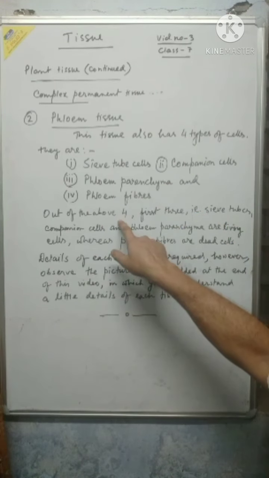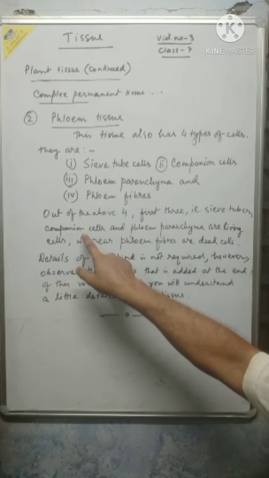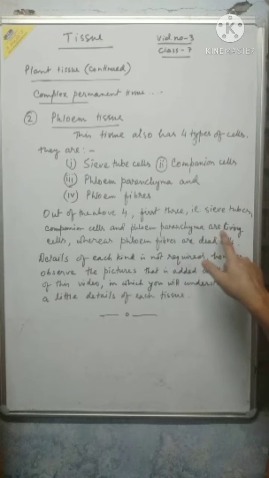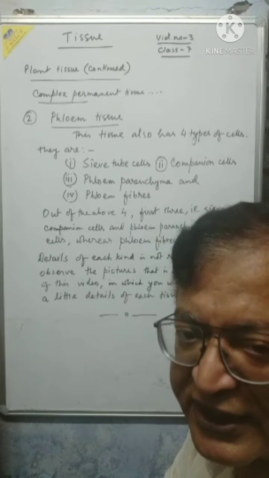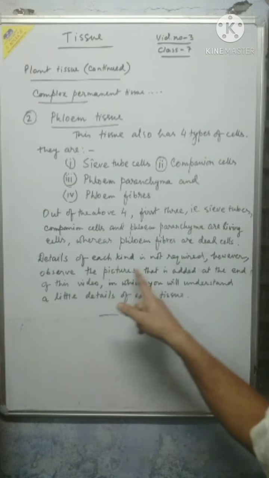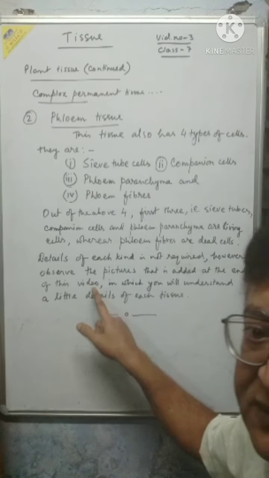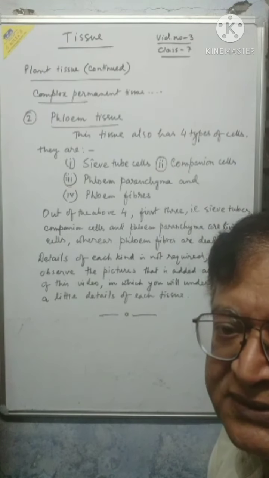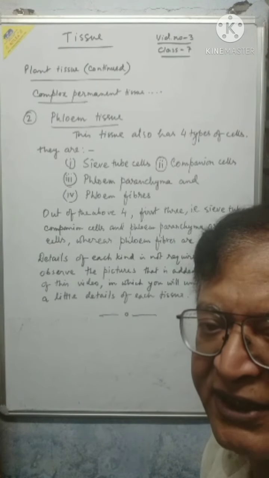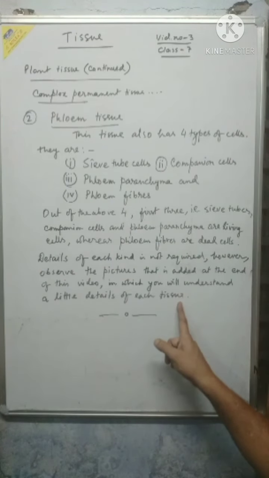Out of the above 4, the first 3, that is sieve tube, companion cell and phloem parenchyma, are living cells, whereas phloem fibers are dead cells. More details of each cell are not required at this level. However, observe the pictures added at the end of this video. I will try to explain a little bit about the photos, and then you will have a little idea about each kind of tissue.